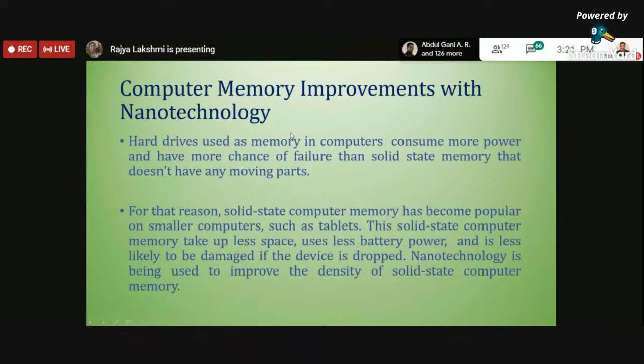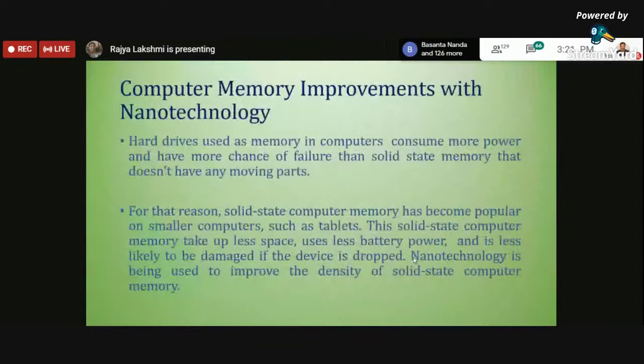Already I have mentioned whatever drives you are using, and how the storage takes place. Hard drives used as memory in computers consume more power and have more chances of failure than solid state memory. So now people are trying to change the circuit and the material you are using. They are trying to make everything small in size so that power consumption will be less, there will be more storage space, and failures will also be very few.